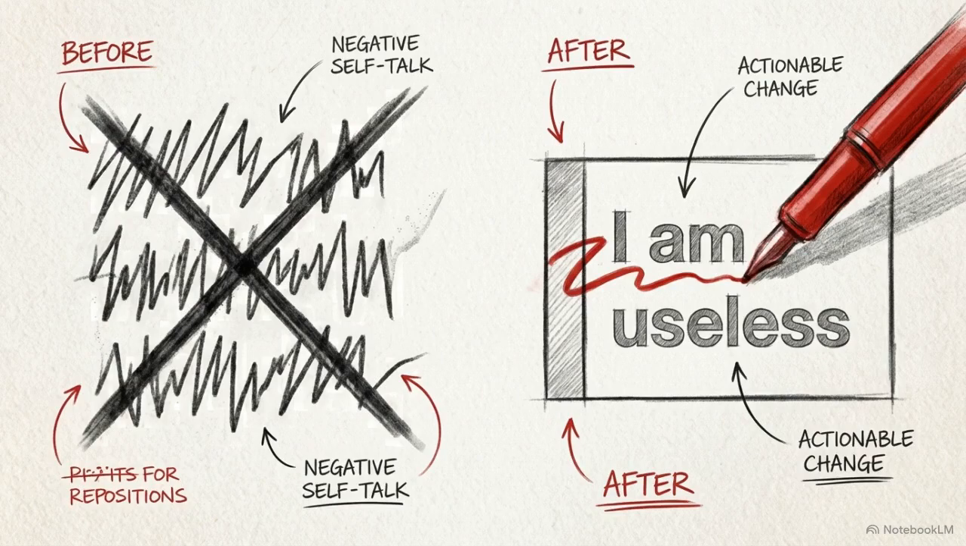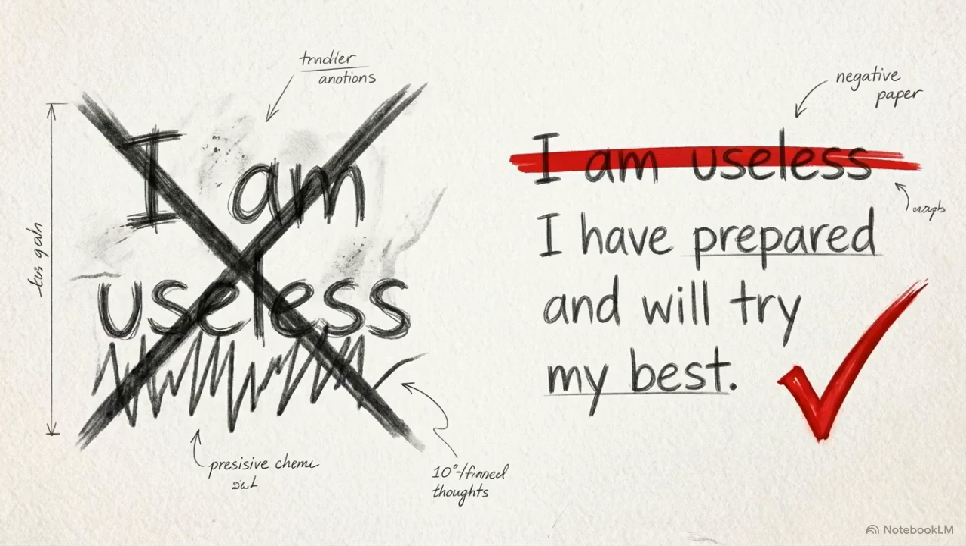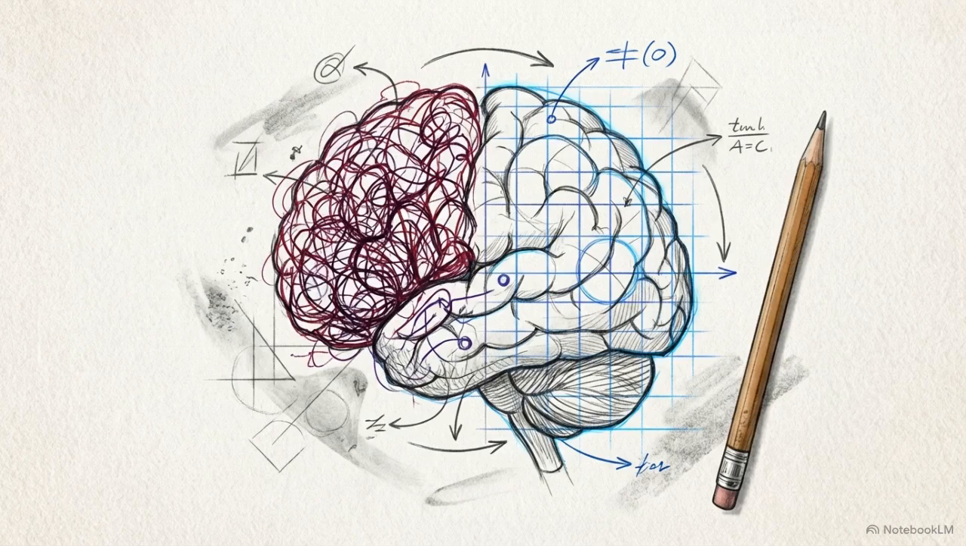Look at this checklist. We take the distorted thought on the left, strike it out, and replace it with the evidence-tested reality: I have prepared and will try my best. This rewriting process replaces emotional fiction with actionable data. This allows your brain to stop panicking and start processing the situation rationally.